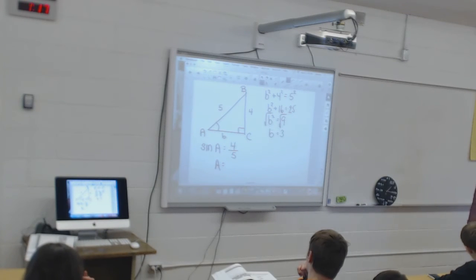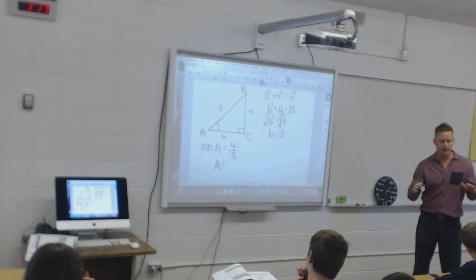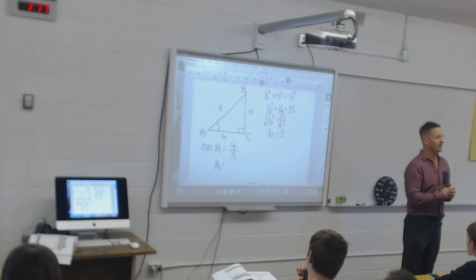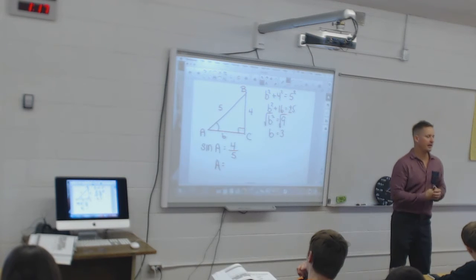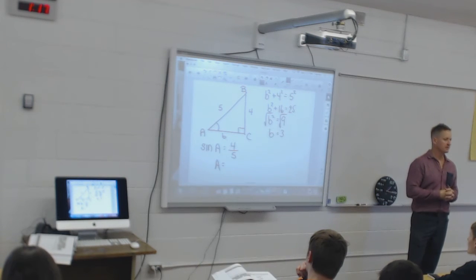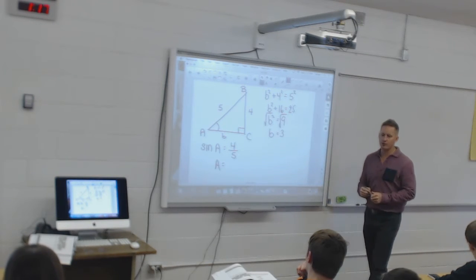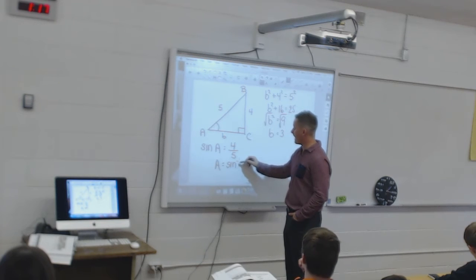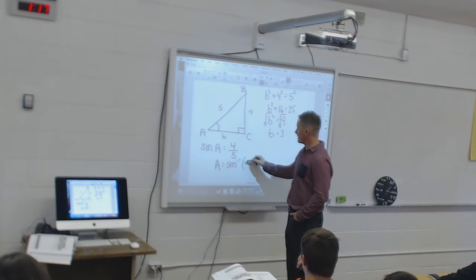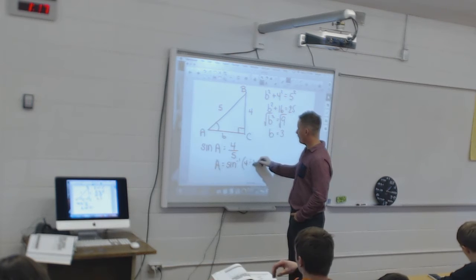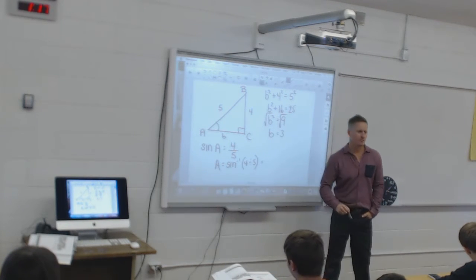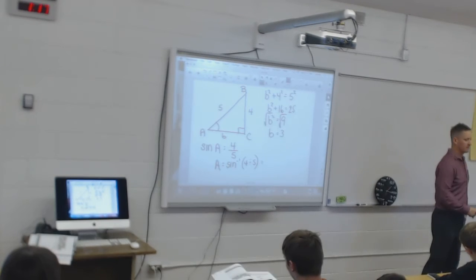Now here's where it gets a little tricky. You just have to remember one thing, okay? How do I find angle A? You need to use your second function when finding an angle. So you're going to go second function, sine, 4 divided by 5, and hit equals.